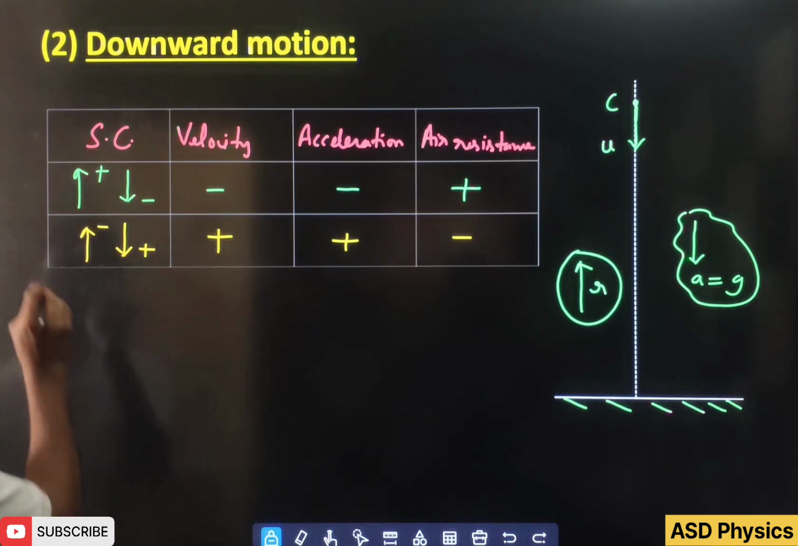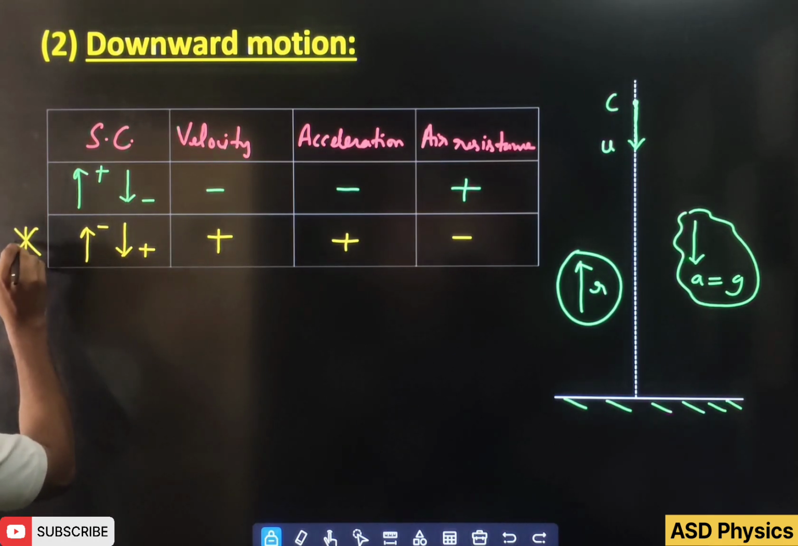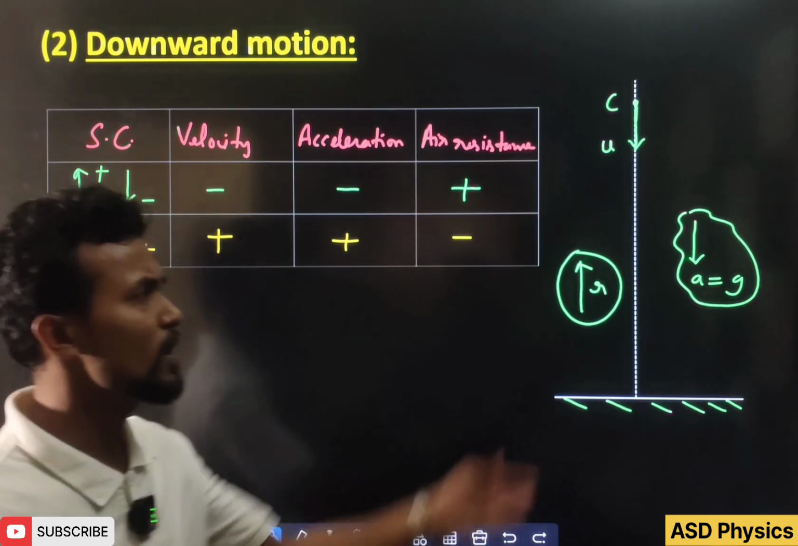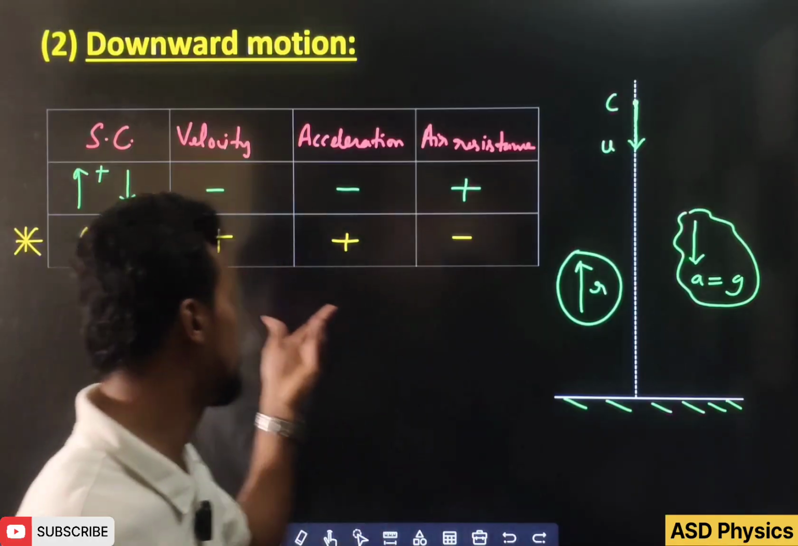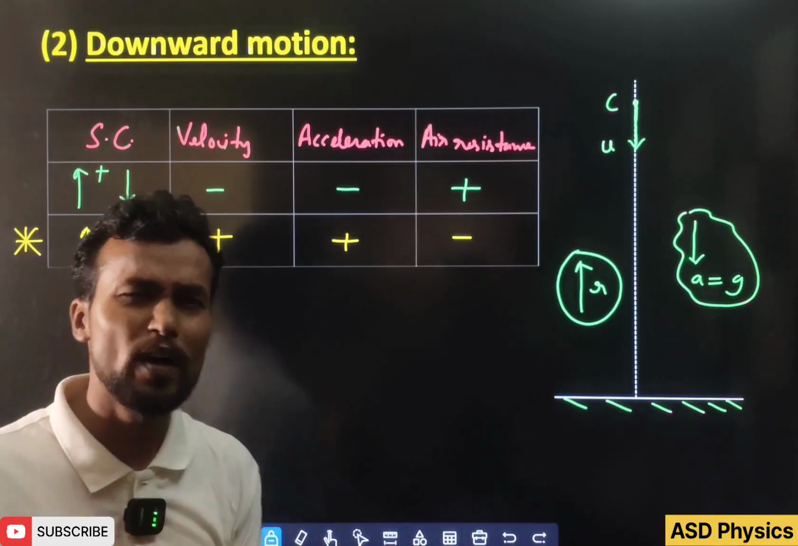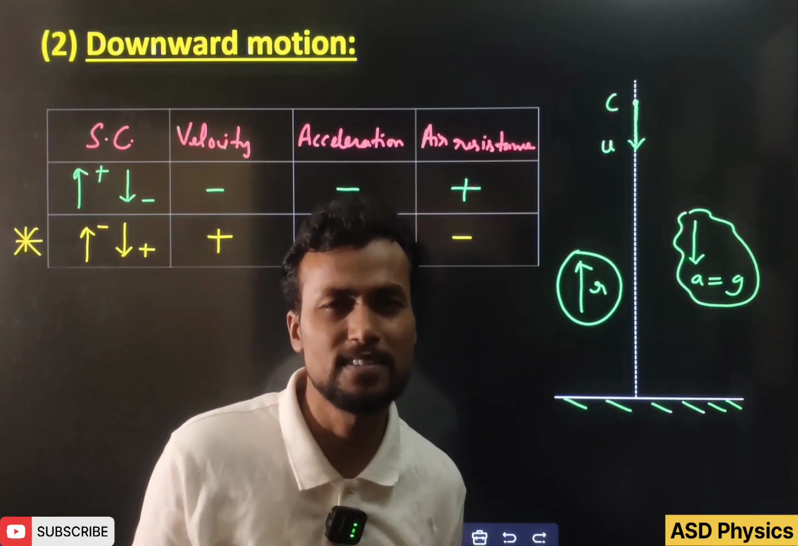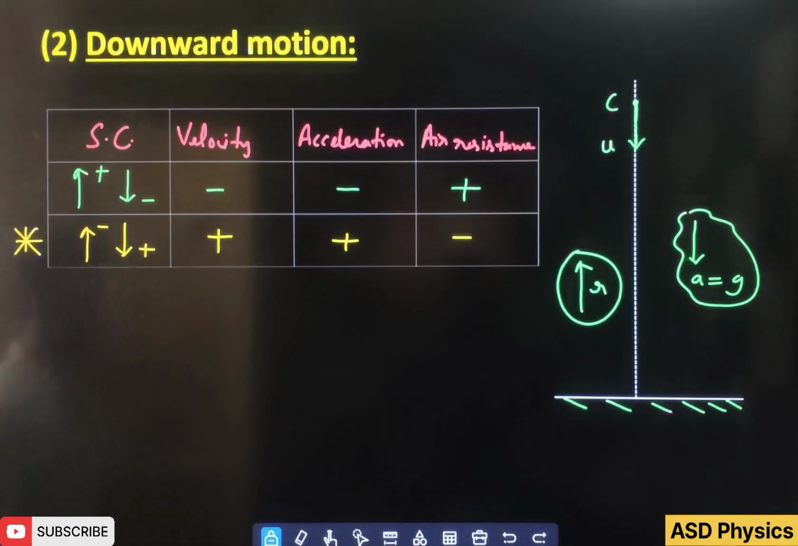So see here, but by default I will use this second sign convention. Why? Because all the velocities are downward, so if we are getting all this positive, why put so many negatives and later cancel them out and all that. Okay, so remember that wherever I put the star sign, by default I will take that sign convention only.